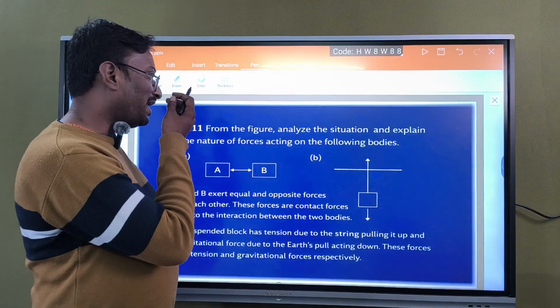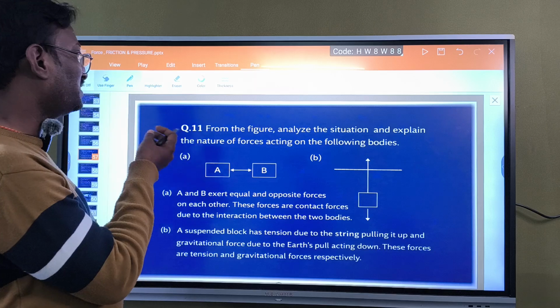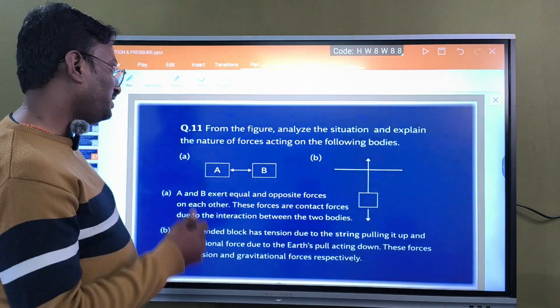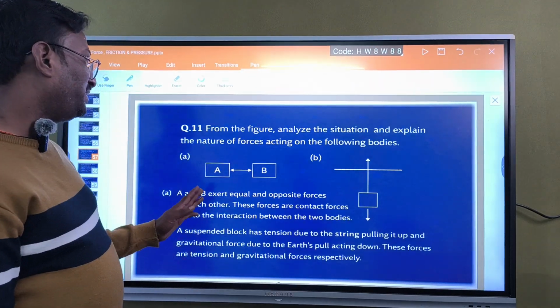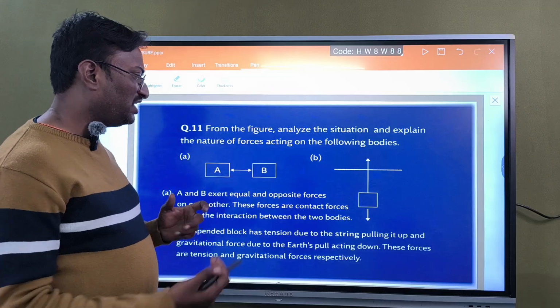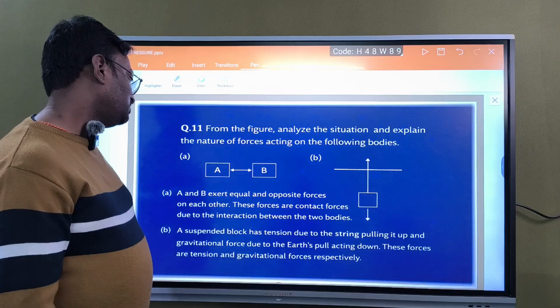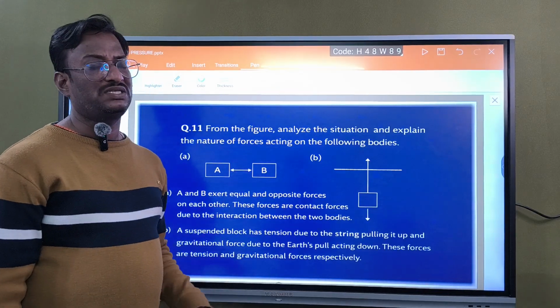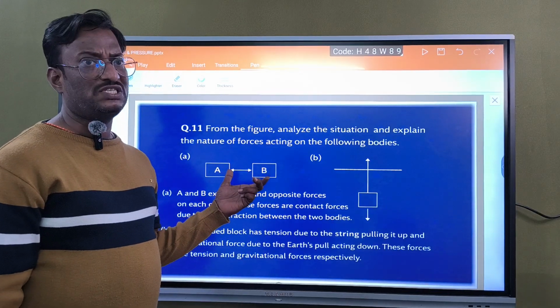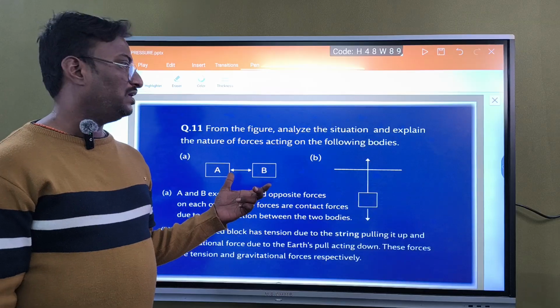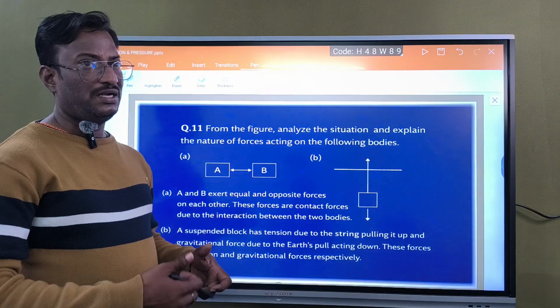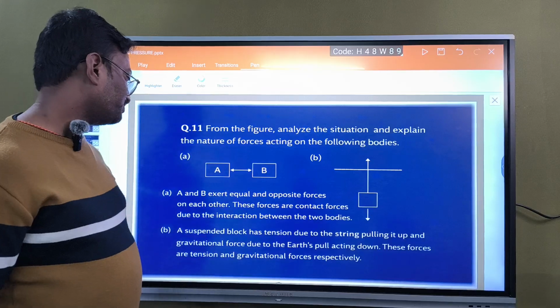Next one, from the figure, analyze the situation and explain the nature of forces. A and B exert equal force on each other. These forces are contact forces due to interaction between two bodies, and these are equal forces, so that is a balanced force, and the body does not move.